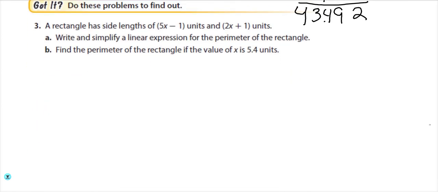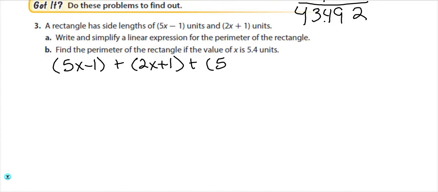All right, let's go ahead and take a look then. So we have a rectangle that has side lengths of 5x minus 1 units and 2x plus 1 unit. First, write and simplify an expression for the perimeter. So we would have 5x minus 1 plus 2x plus 1. And we got 4 sides, so we got to do it all again. So 5x minus 1 plus 2x plus 1.